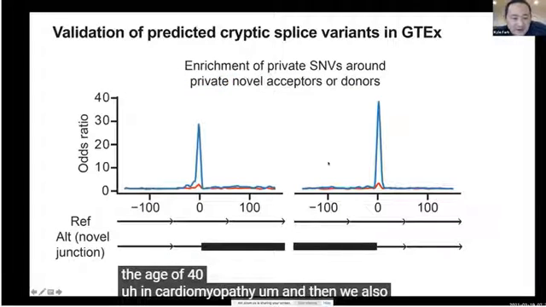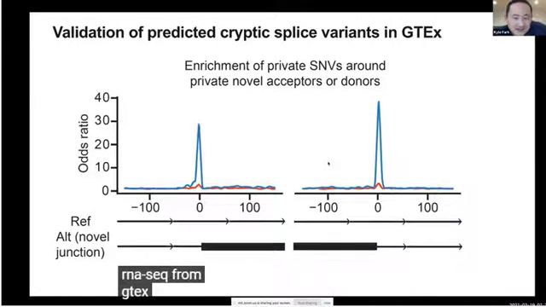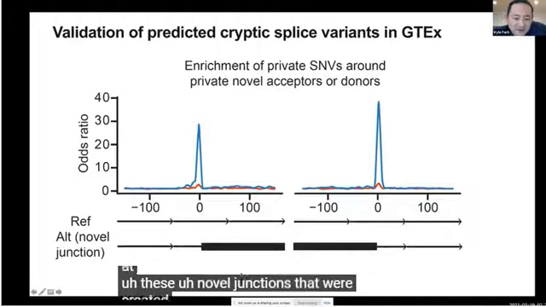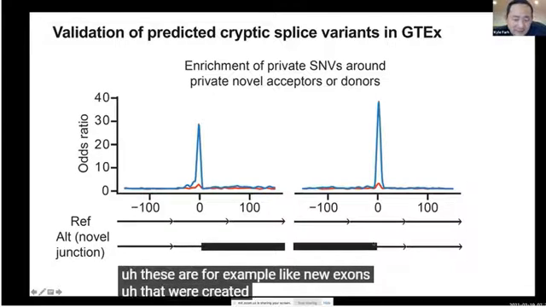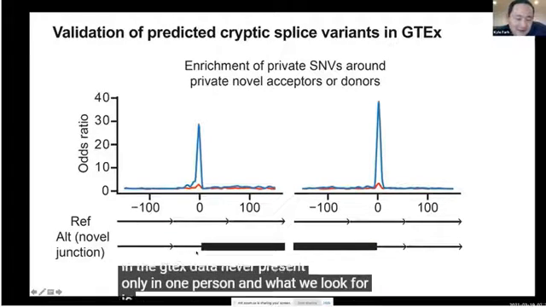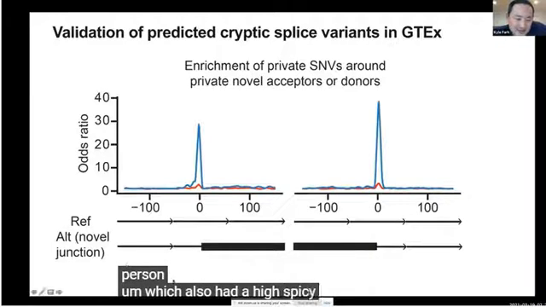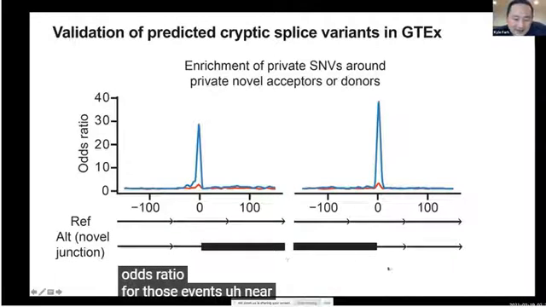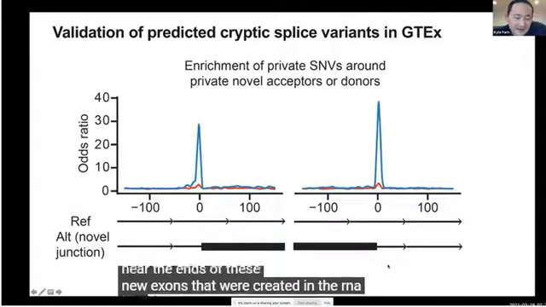And then we also took this model to validate on RNA-seq from GTEx. So what we did here is we looked at these novel junctions that were created. So these are, for example, new exons that were created out of nowhere in the GTEx data, never present before, only in one person. And what we look for is a singleton mutation only in that person, which also had a high SpliceAI score. You can see that there's a huge odds ratio for those events near the ends of these new exons that were created in the RNA-seq data.